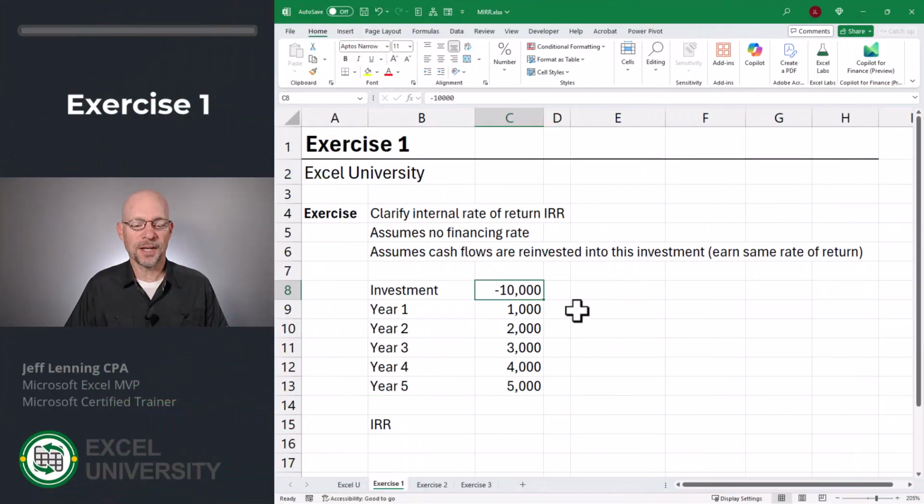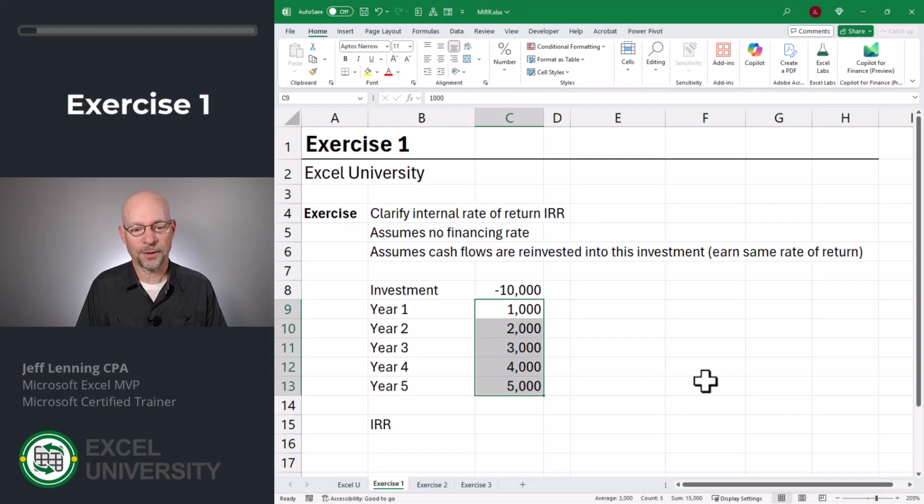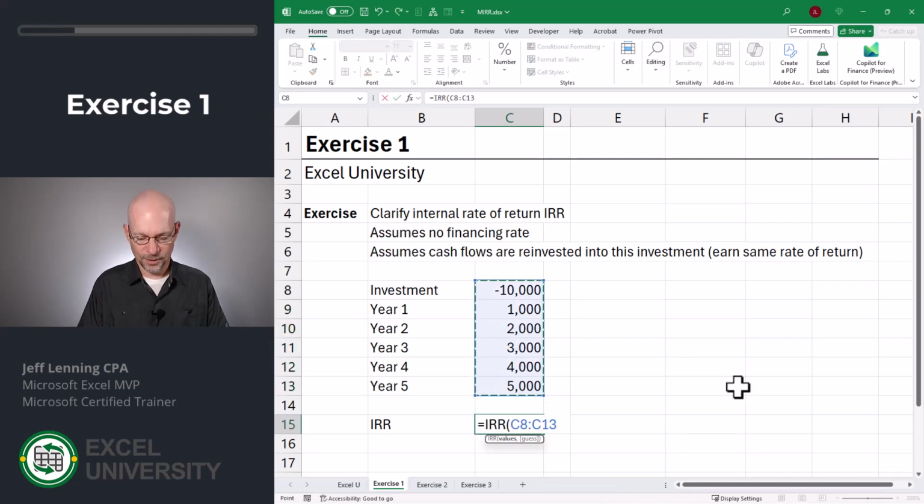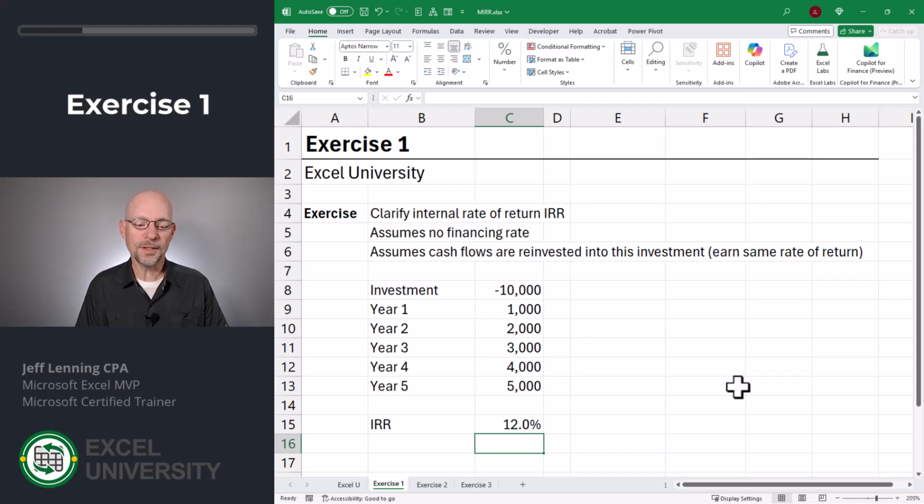Let's say we invest $10,000 and expect to receive this series of future cash flows. We want to know what is the rate of return. That way we can compare, would we rather do this or stick this money in a CD? So equals IRR. We provide the values, close function, and enter. And this is indicating an internal rate of return of 12%.